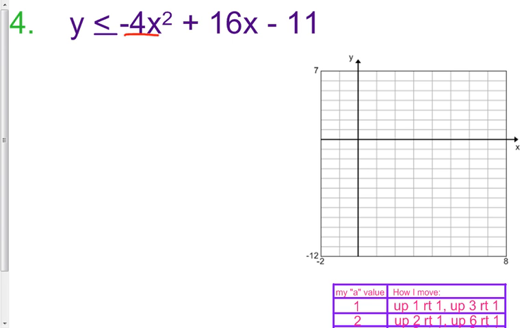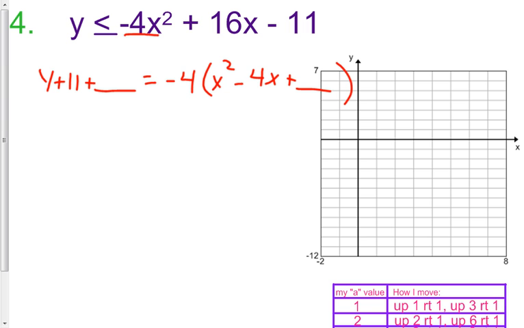Unpausing the video, you got y plus 11 plus a blank. That equals a negative 4 times the quantity x squared minus 4x plus a blank. When you took this 16 and divided it by this negative 4, you now got a negative 4x. That's how you get that. Dividing that negative 4 by 2 is a negative 2, and then squaring it, you should have got a positive 4 right here. So you added 4 to the right, but you actually added a negative 16, didn't you? So you have to add a negative 16 off to the left.